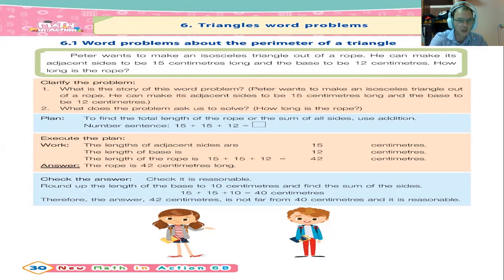So first off, what we need to do before we carry on is we'll need to highlight the information that is relevant to us and that we will need. So first we need to know he wants to make an isosceles triangle. Isosceles triangle having two equal sides. So he says its adjacent sides. So the two sides must be 15 centimeters and the base must be 12 centimeters. So now we've highlighted all the relevant information that we need.